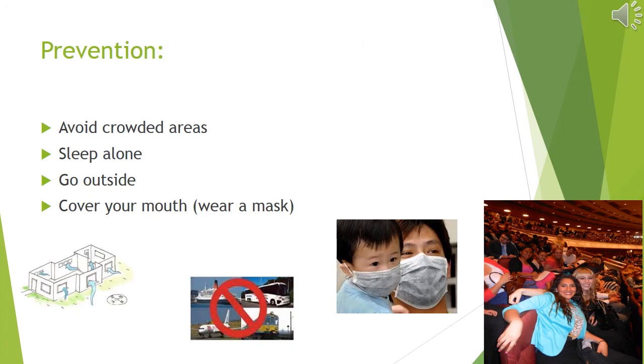To conclude this presentation, we're going to talk about how to prevent tuberculosis. If you have it, avoid crowded areas, which includes public transportation. Sleep alone in your own room that is highly ventilated. Spend time outdoors and in the sun. Cover your mouth when coughing or sneezing. Use your elbow or a tissue or a napkin, never your hands. Wear a mask to protect yourself and others. And finally, make sure to have a well-ventilated house to ease the coughing.